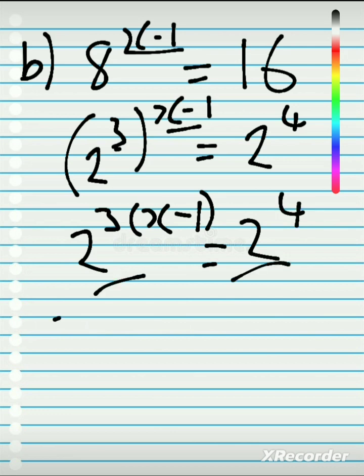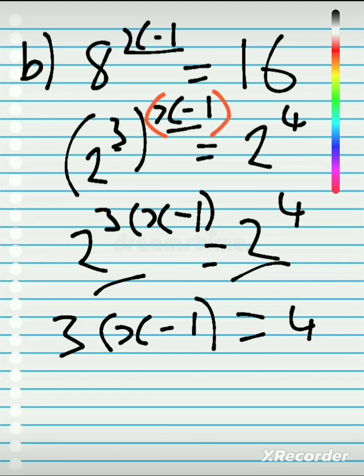So these are the same. It means even the powers should be the same. Okay, so note that x minus 1, these are together, so you can't do something like this, 2 to the power 3x minus 1. No, it has to be this to show that these are together. It's one thing.